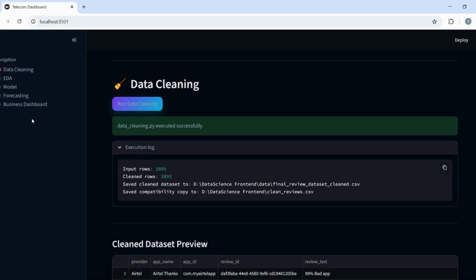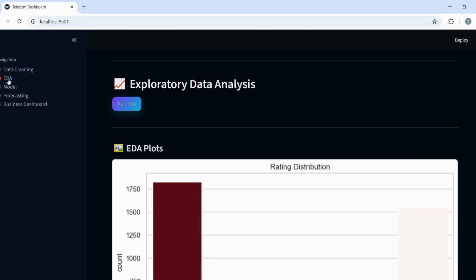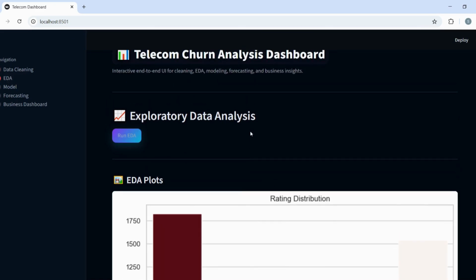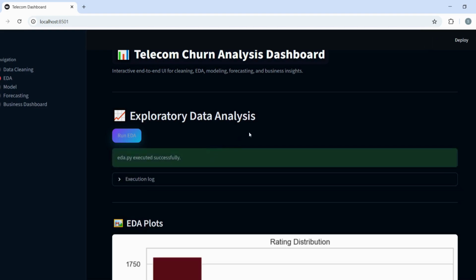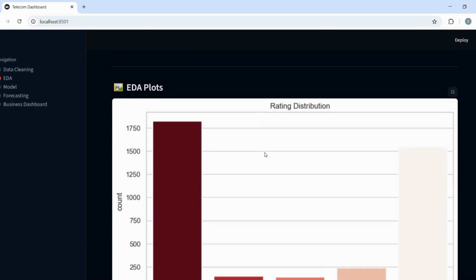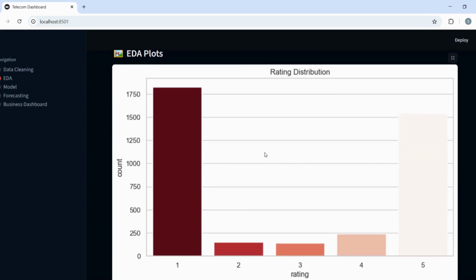Next, we go to EDA, Exploratory Data Analysis. Here, we analyze the patterns in the data using visualization. Key insights include customer rating, sentiment distribution, and complaint patterns. After we click on Run EDA, the graphs are generated and displayed. These visuals help to understand the customer behavior and trend.